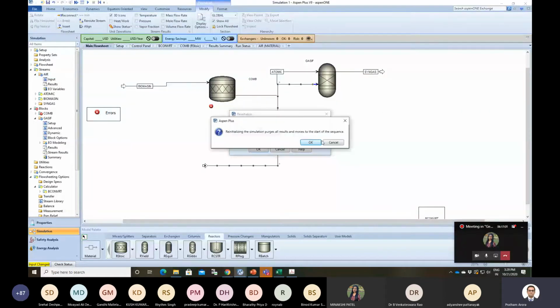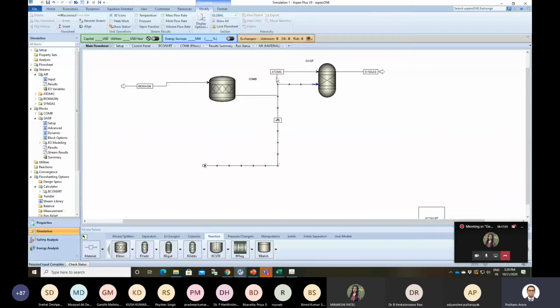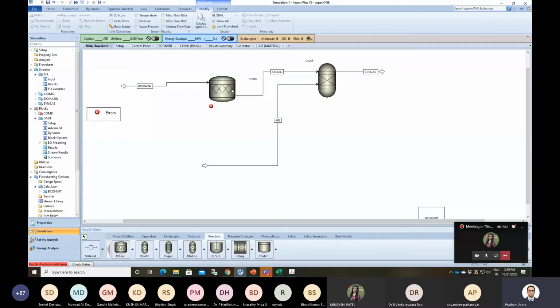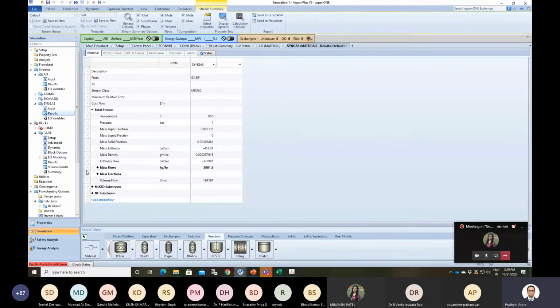And I purge out all the results and I simulate it again. Again, I'm getting an error in the combustion log. We'll look at it later. And this would give me results. So let's go with this result.